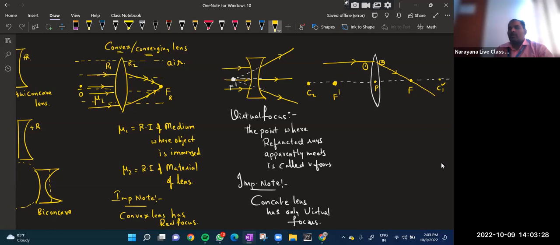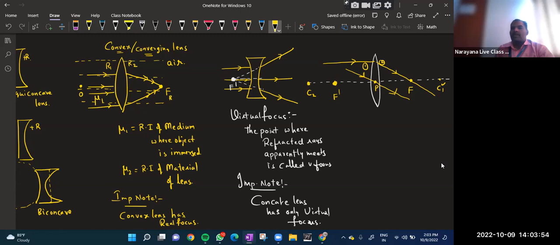And rule number two: any ray of light passing through the point of focus, does it undergo any refraction? No refraction. That is rule number two. Pole: if any incident ray falls at the pole, is there any refraction taking place? No refraction taking place. That is rule number two.